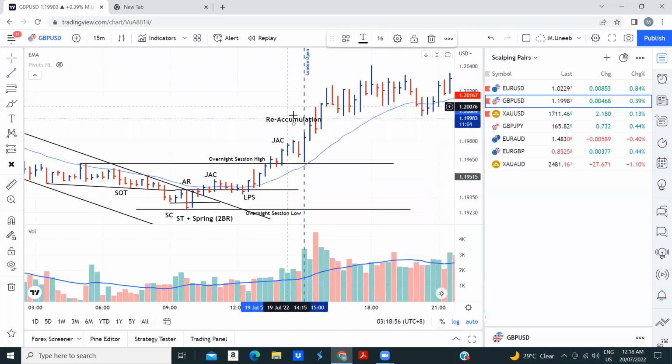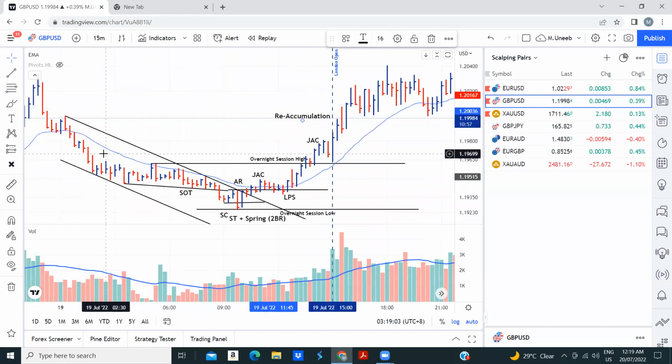Reaccumulation structure, okay? After JAC, there will be a reaccumulation structure. All right, so we have a major sign of strength in the background, and then we have JAC here, a major sign of strength. Then we have a confirming sign of strength right over here. We have a confirming sign of strength right over here.